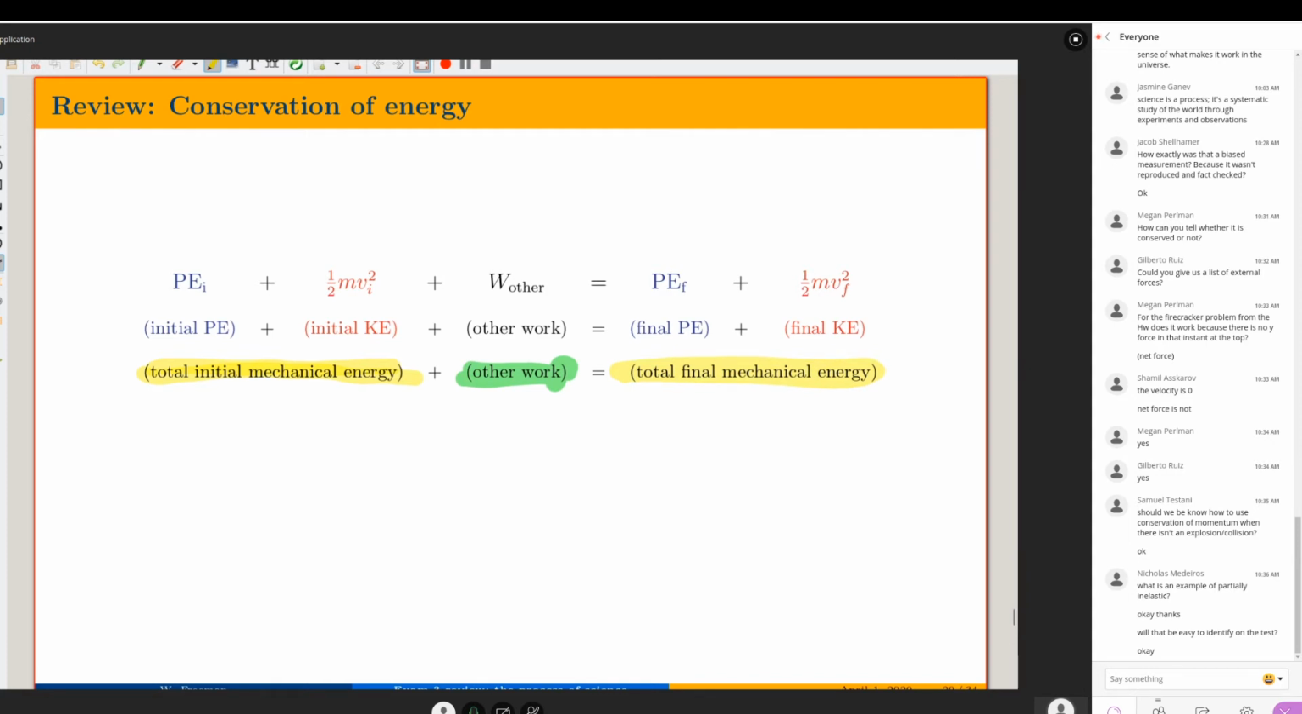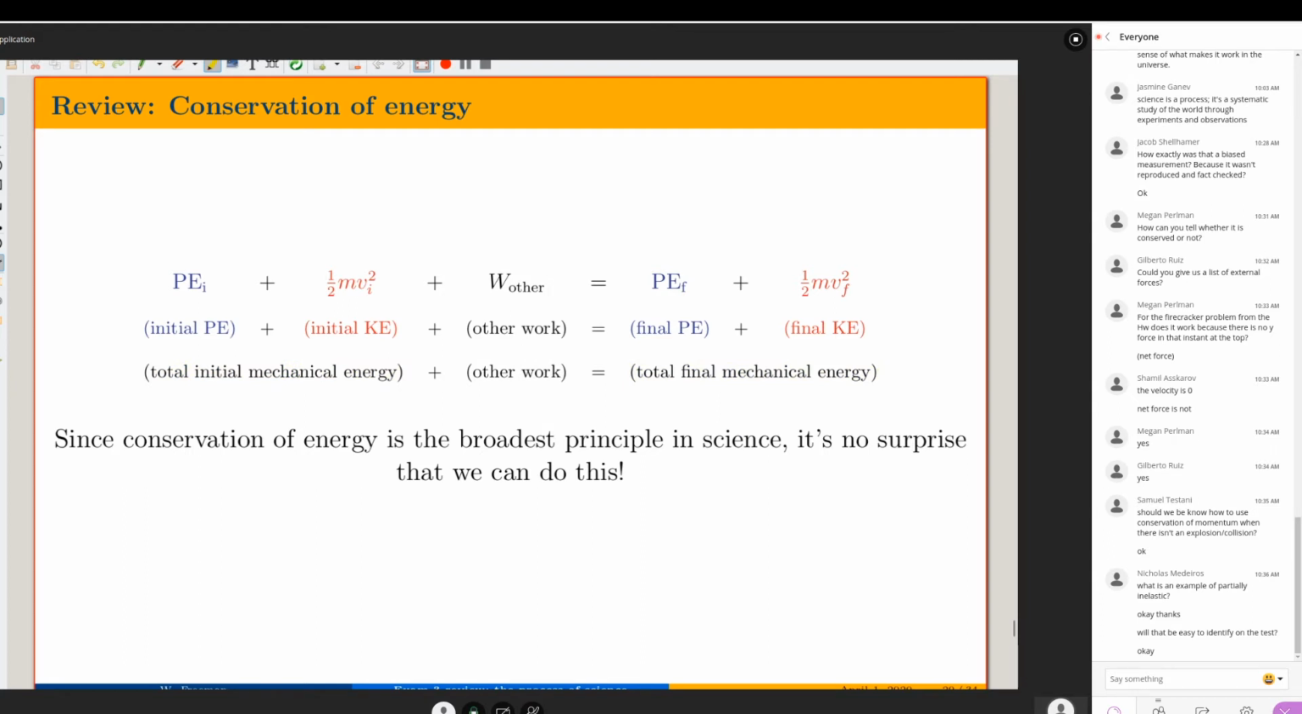And we ought not to be surprised that the formula comes out like this, because conservation of energy is probably the bedrock principle of all modern physical science, and for that matter, life science.